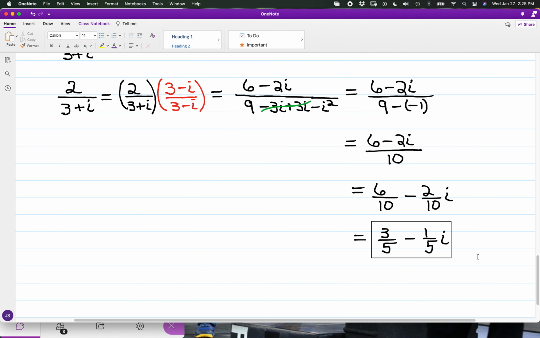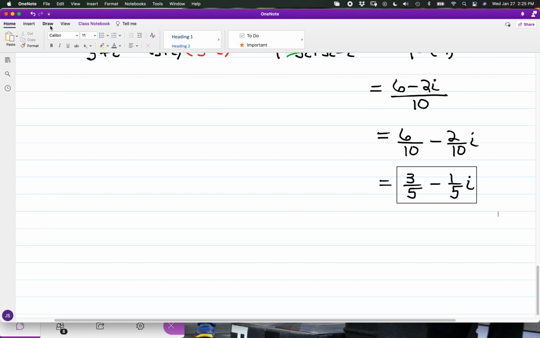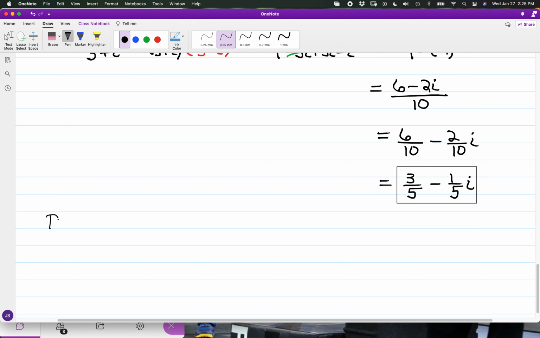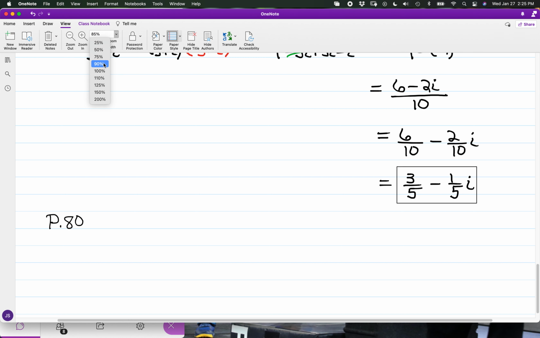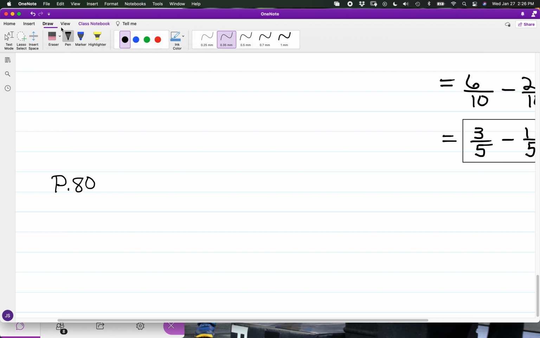Now, looking at what we have just from the page 80 sets, and going back to working with radical terms in the form of square roots of negative amounts. For the leadoff, we're looking at the square root of negative 10 times that of negative 5.